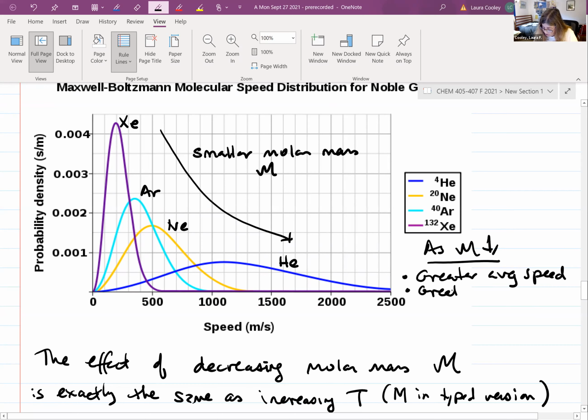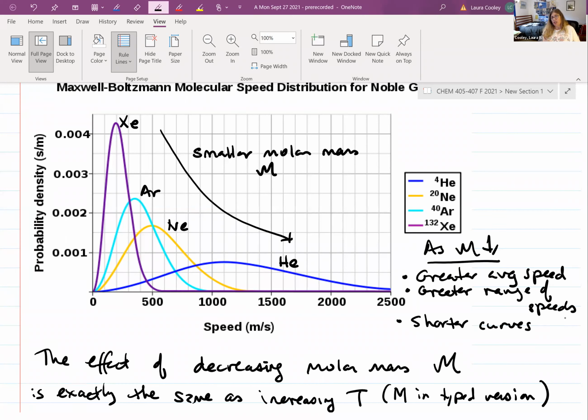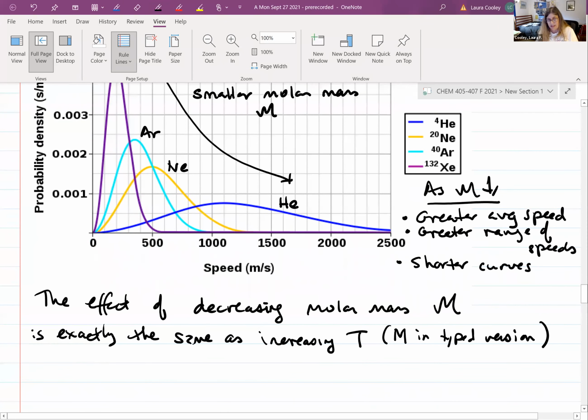You have a greater range of speeds, and you have shorter curves. Why do you have shorter curves? I didn't really address that in the temperature case, but if you have a greater range of speeds, whether it's due to a higher temperature or lower molar mass, the areas of all these curves have to be the same. All those probabilities have to add to 1. So they're shorter curves to maintain an area equal to 1 under each of them.